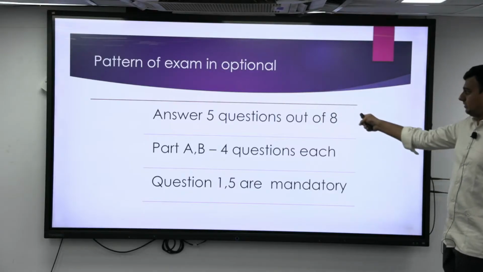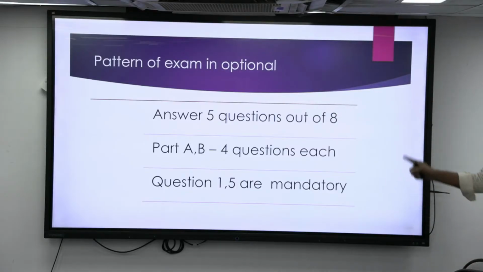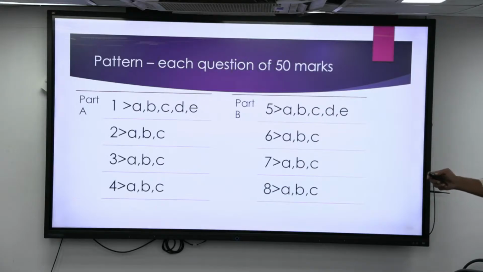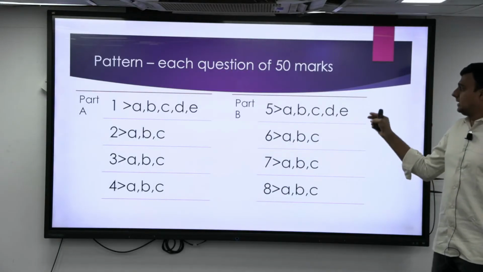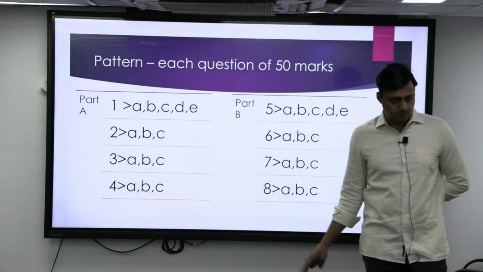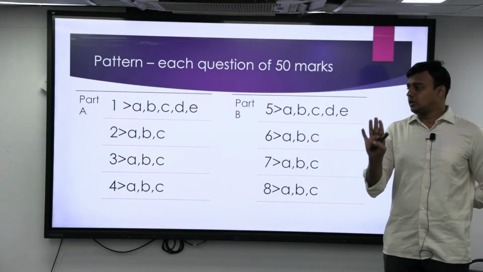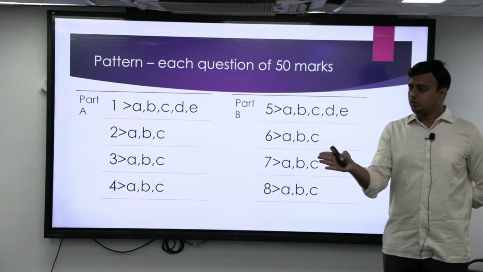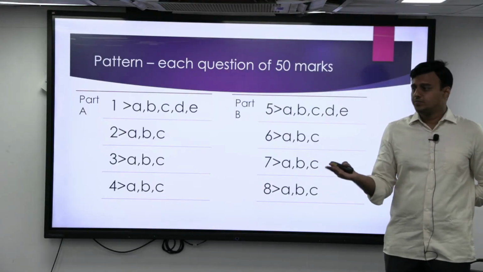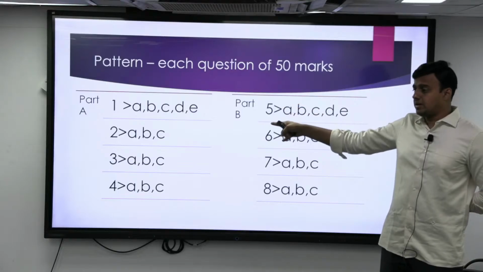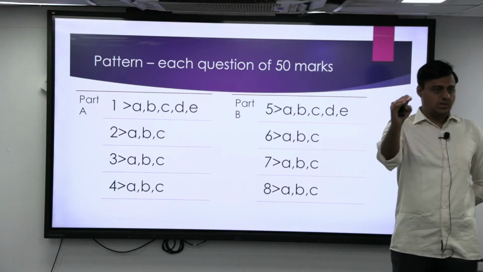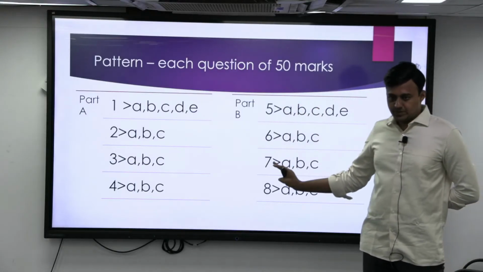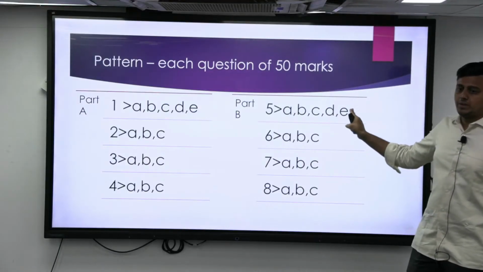Now, that's what they have explained: answer 5 questions out of 8, part A and B. Sir, what do you mean by part A and B? That will come back to the syllabus, and you will understand. Normally, if you take paper 1 of the public administration optional, you have 12 chapters. So you divide it into sections. Section A, that means part A, will be chapter 1 to chapter 6. Chapter 7 to chapter 12 is your part B.